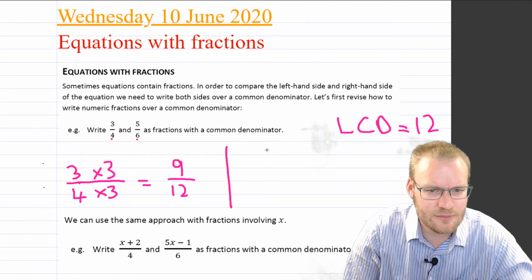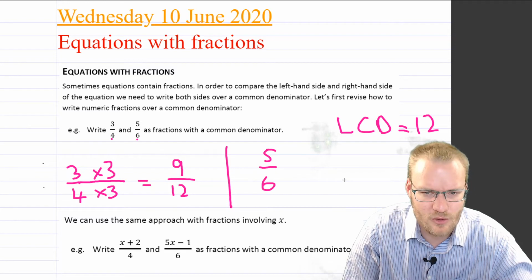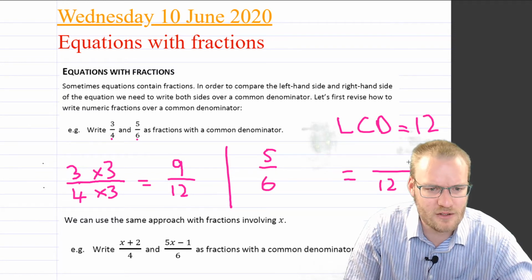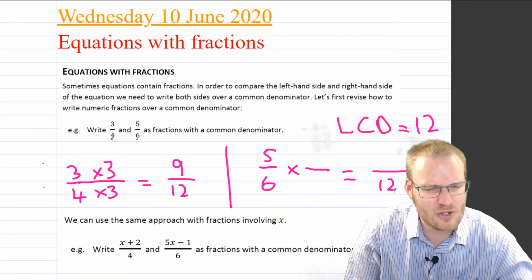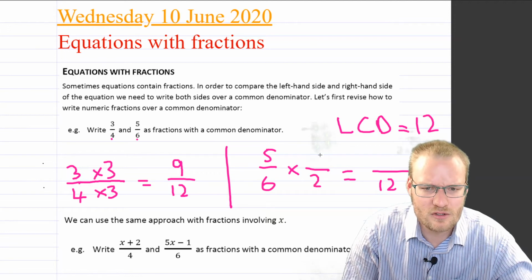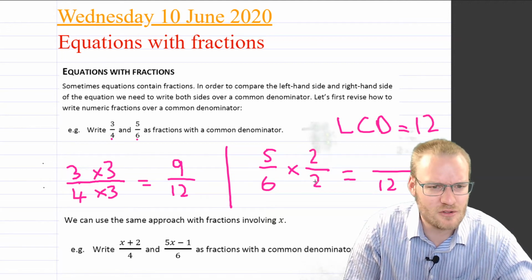Okay, and we can do the same thing with 5 over 6. We want to write this as something over 12. So therefore, what do we need to do? Well, 6 times what gives us 12? 2. So we're multiplying it by 2 over 2.